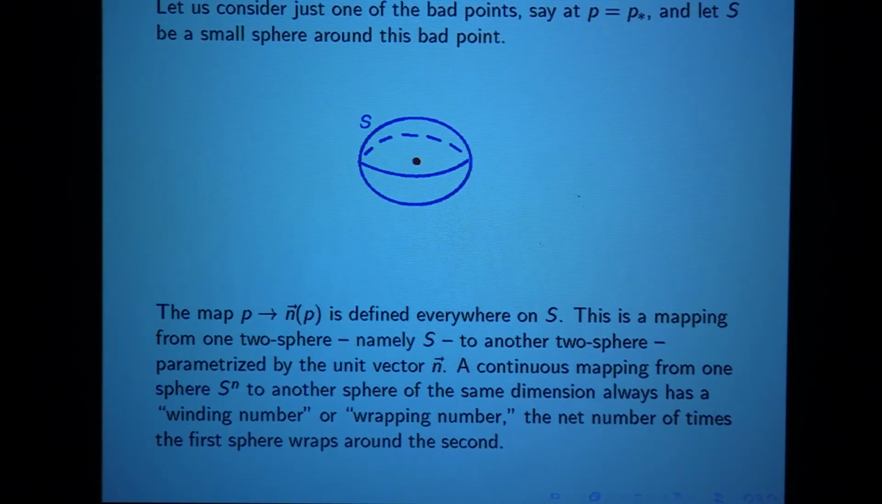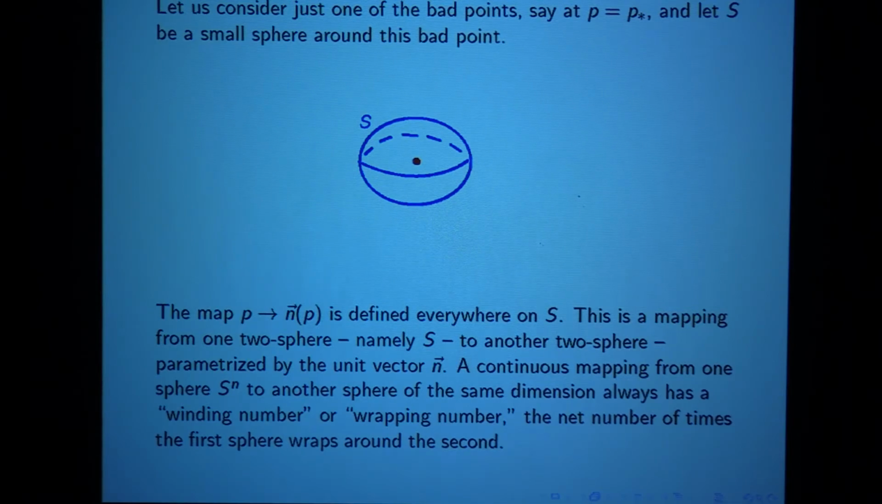P lives on the Brillouin zone, but we removed some bad points, and we voluntarily decided to restrict P to a little 2-sphere around the bad point and just discuss what happens there. Later on, we'll look at the rest of the Brillouin zone, but for now, we're only looking at P, which happens to lie in a little sphere S around one of the bad points. So on that little sphere S, the mapping from P to n of P is a mapping from a sphere, namely S, to another sphere, namely the sphere that is parameterized by the unit vector n.